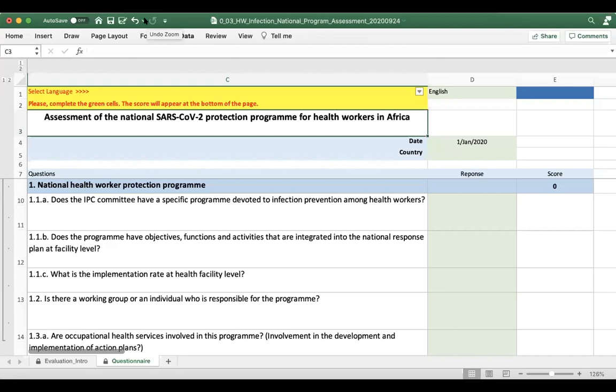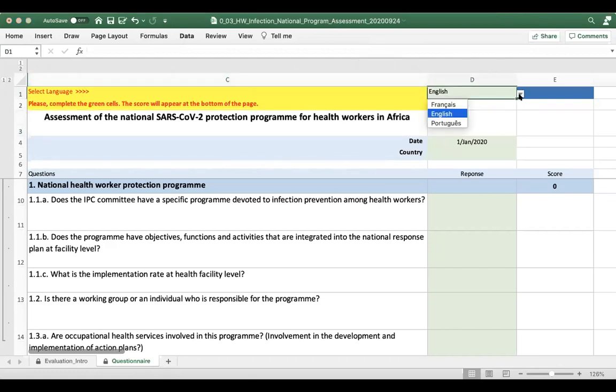You can see this tool. This tool is currently being delivered in English because we're English speaking, but one of the things I wanted to point out is that this tool is also available in French and Portuguese. If you go up to column D, D1, and click down on that, you have the options of using French or Portuguese.